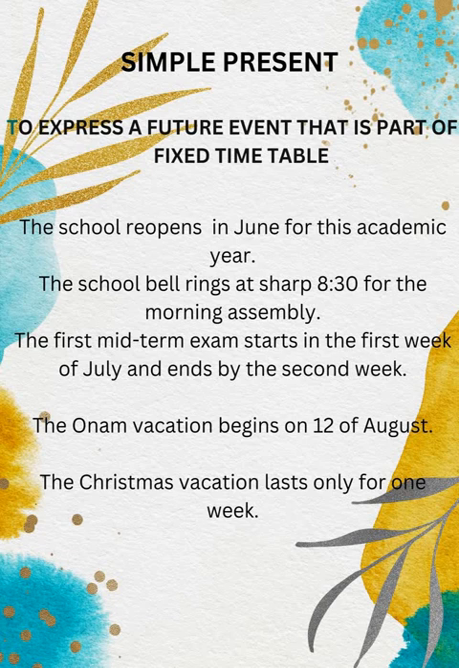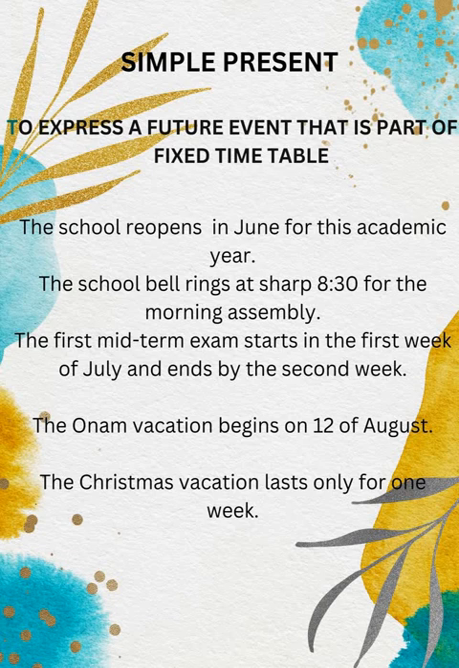For example, the school reopens in June for this academic year. Every year school reopens exactly in the month of June, most probably in the first week of June, right? So that is a fixed timetable, which is in no way going to change. So the school reopens in June for this academic year. The school bell rings at sharp 8:30 for the morning assembly. So in order to start the morning assembly, the school bell would definitely ring, but there is a time for the bell.